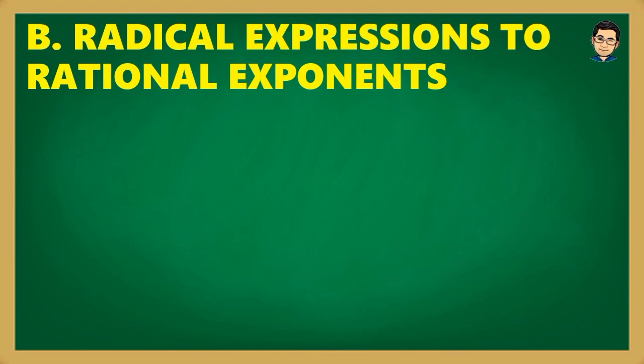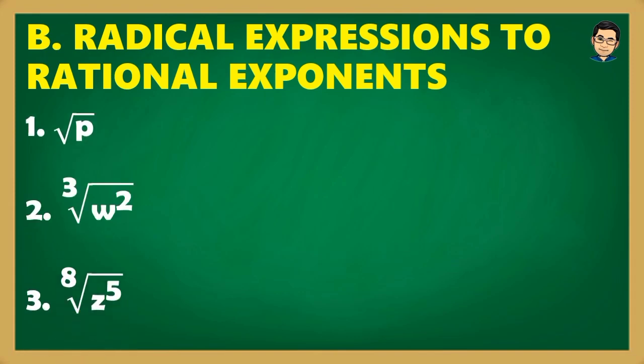So, yung next naman, radical expression to rational exponents. Yung kabaligtaran po ng kanina. So, let's have the first one, the square root of p. Dahil yung index po niya is 2, kaya po hindi nyo po nakikita yung index na 2 dyan. And then yung exponent po nung p, yung radicand, understood po na 1.